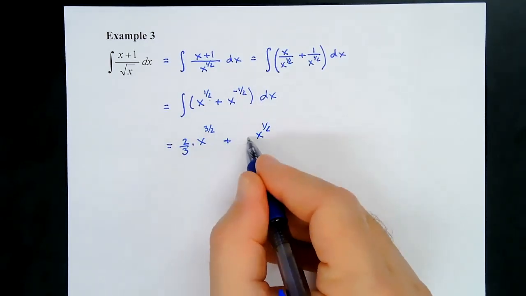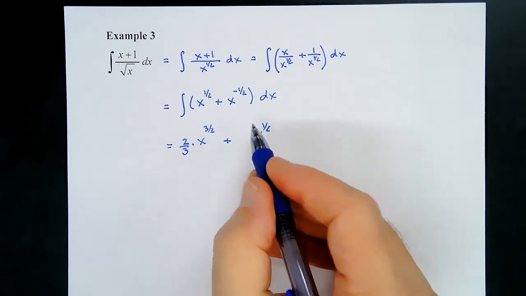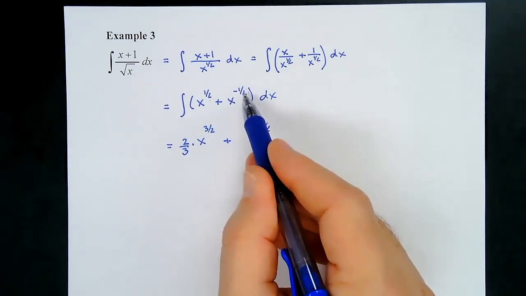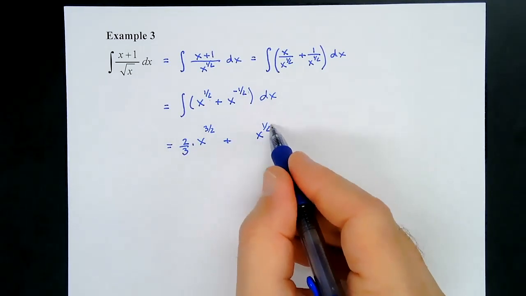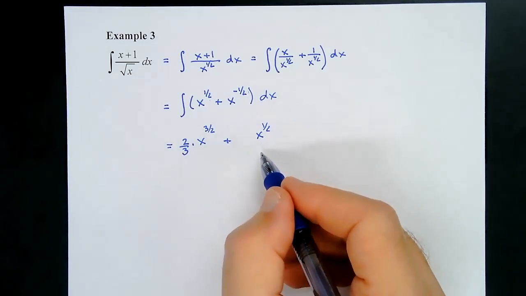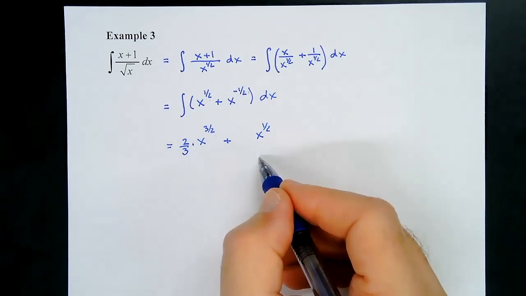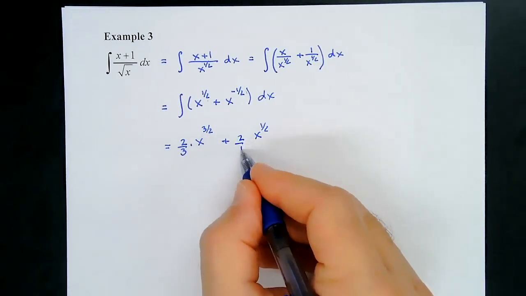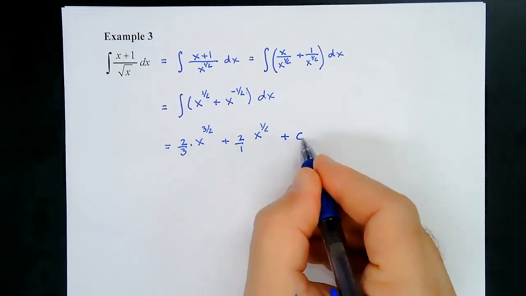You want to leave a little bit of space here to write the multiplication, okay? So I'm adding 1 to this, so that's adding 2/2 to this, and my new power is going to be 1/2. I don't want to divide by 1/2. Instead, I want to multiply by the reciprocal of that, which would be 2/1, and then plus some constant c.